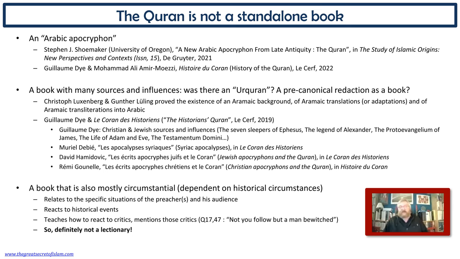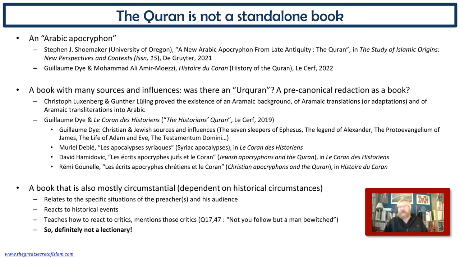And what I want to insist on, as a kind of response to Thomas, is that the Quran is a book that is mostly circumstantial. There are many, many passages, verses, that depend on historical circumstances. Because we just have to read it to get it, those verses relate to the specific situation of the preacher and the specific situation of his audience. The preacher tells something because he reacts to his audience, for example. It is circumstantial. He reacts to historical events.